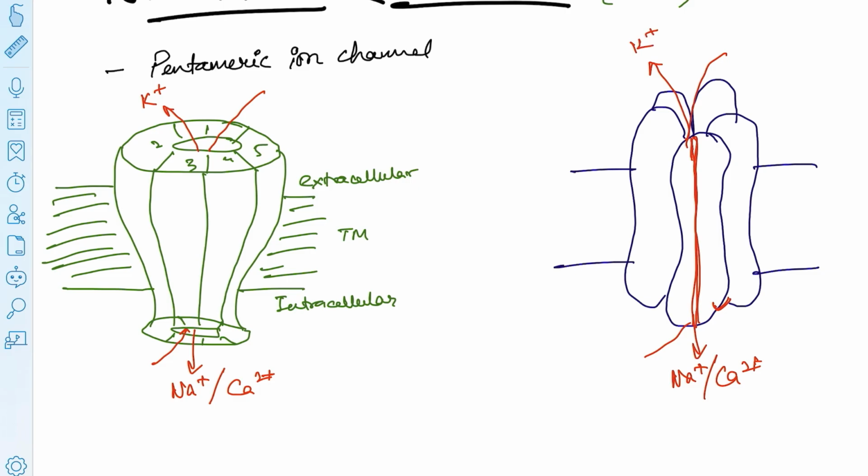You can refer to either of the two structures. Both depict the same ion channel, but for simplicity, from now on I will use this structure of the nicotinic receptor. I think this is a bit easier to draw, and I can explain it more clearly with this particular structure.